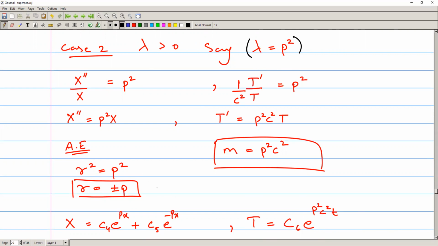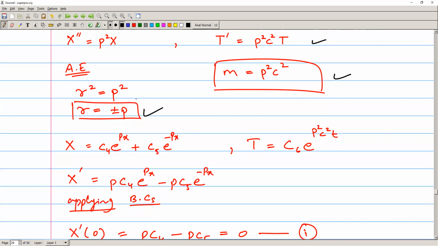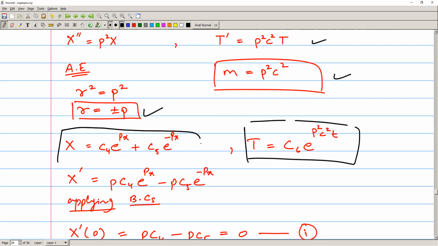After solving this, we get the roots r equals to negative p and positive p, and m equals to p square c square for this T, right? So we will construct the solution that will be X equals to C4 times e to the power px plus C5 times e to the power negative px. And then T equals to e to the power p square c square t, right? Now we will apply the boundary conditions on this equation.